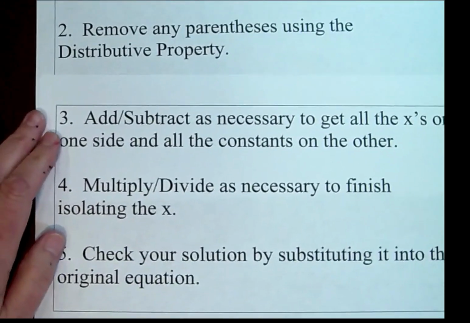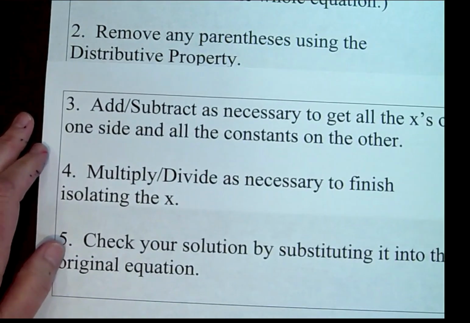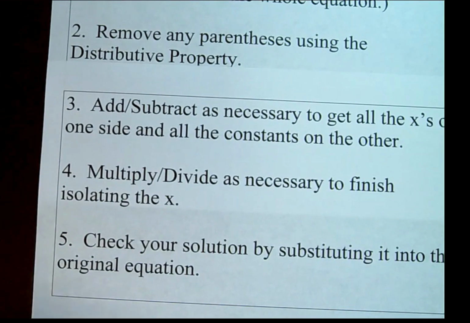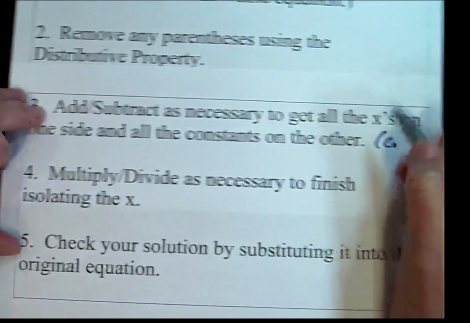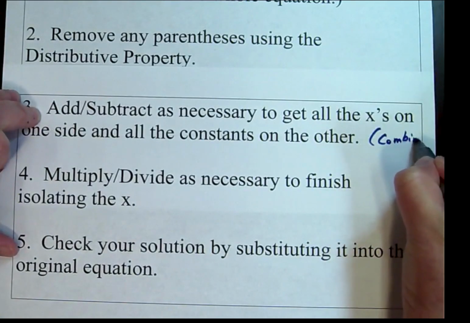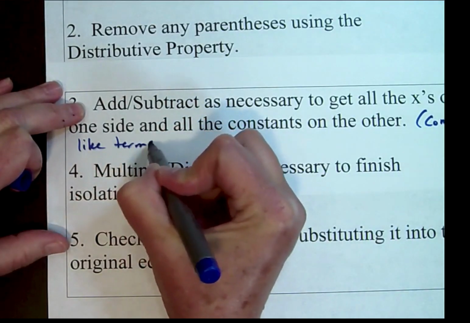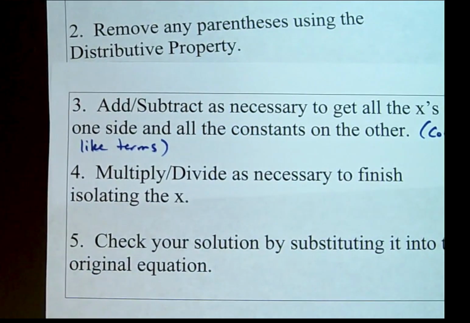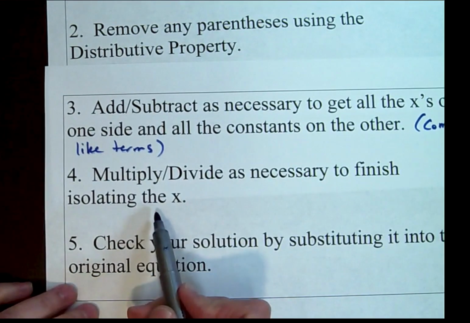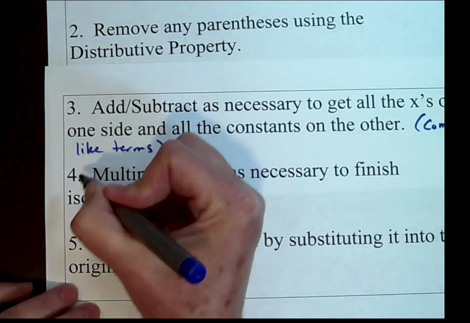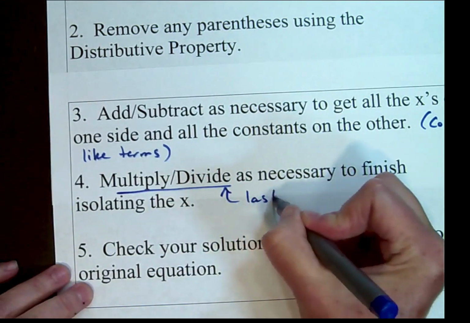You're going to then add and subtract as necessary to get all x's on one side and all the constants on the other. And I didn't write it down because most people do this kind of automatically, but after you do that, combine all the like terms. Okay, and then last, you multiply or divide as necessary to finish isolating the x. Okay, so I'm going to emphasize that this step is last.